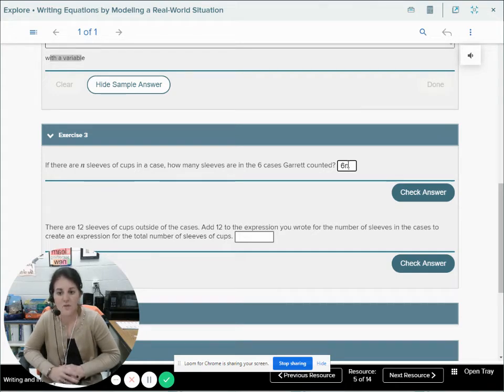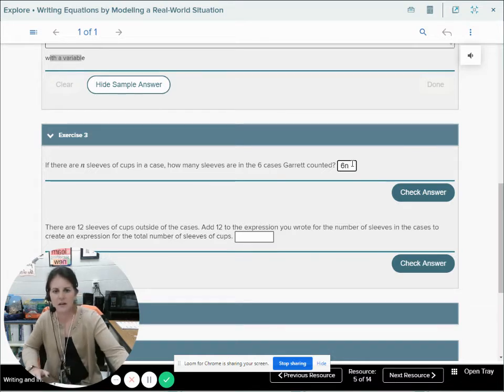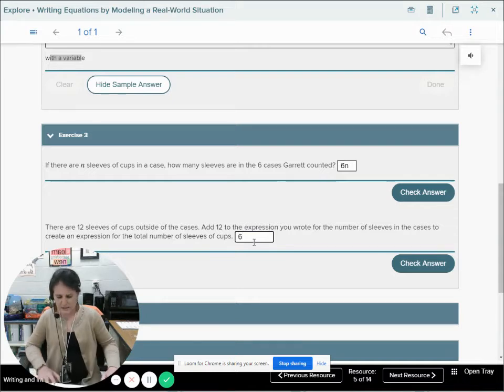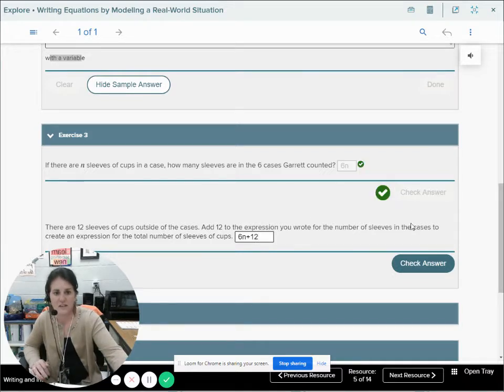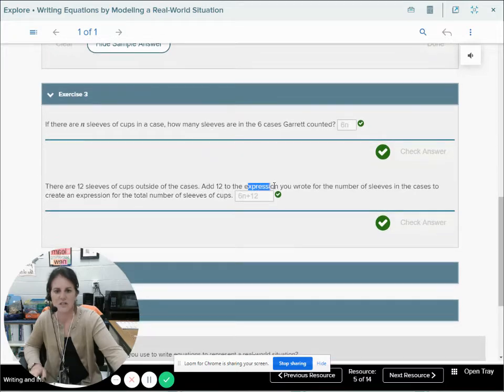So there are 12 sleeves of cups outside of the cases. So how would we represent that? Well, we take how many are in the cases, 6n, because we don't know how many exactly, and we add the 12 that we do know that are outside of there to it, and that gives us this expression. Notice it says this is an expression.